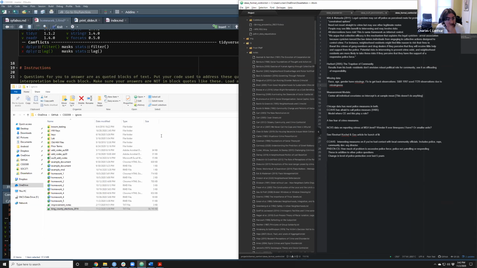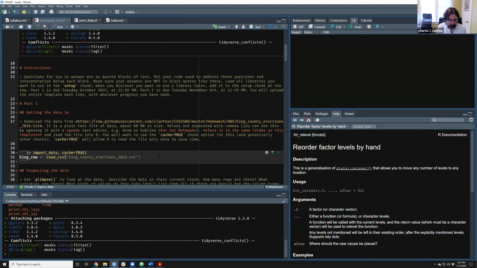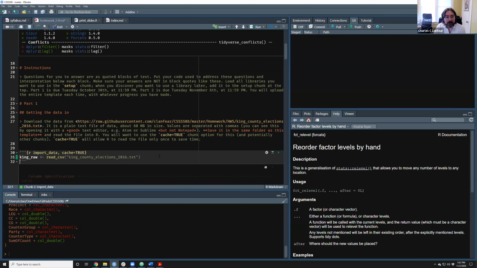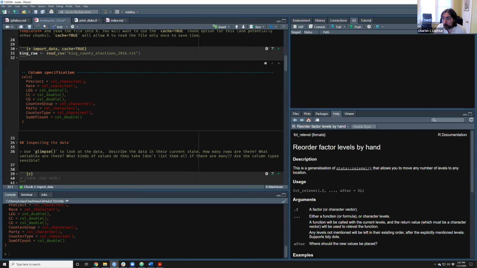Okay, so we load it in. If I run this, it's going to run and it's going to work. The reason I can load it this way is because King County Elections 2016 txt is in the same folder my RMD file is in, so it will just load immediately. This is why it's nice to put everything together in one folder. You don't have to go searching through your computer to load it up.